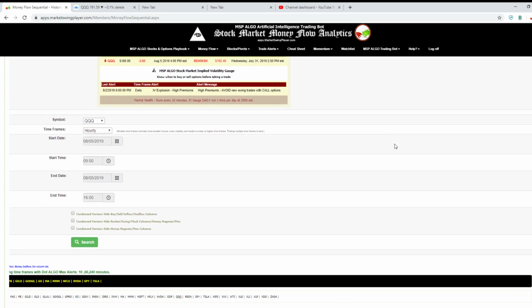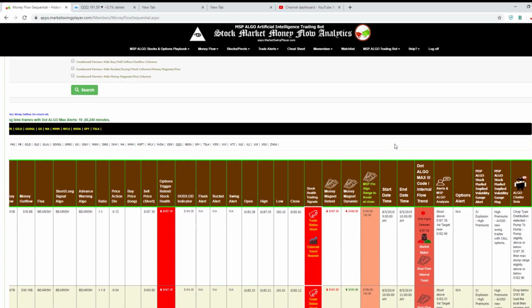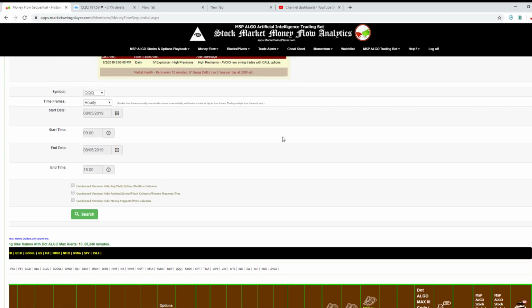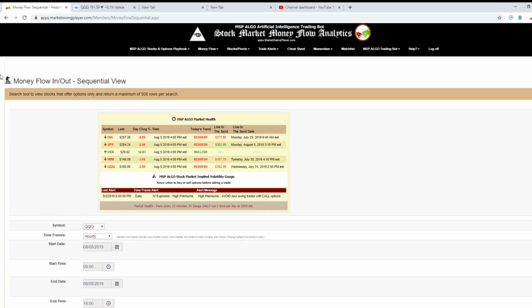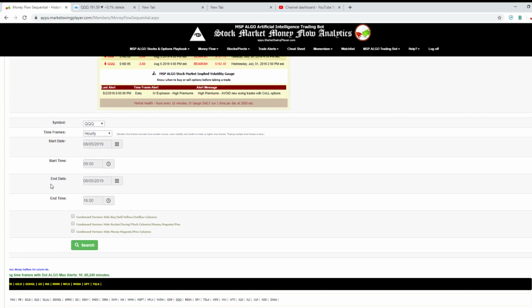So now we have a new view which is showing you each stock row by time frame. Okay, so it's called Money Flow In Out Sequential View, and you could search by all the stocks or one stock. If you're doing back testing, it's always best to use historical view.